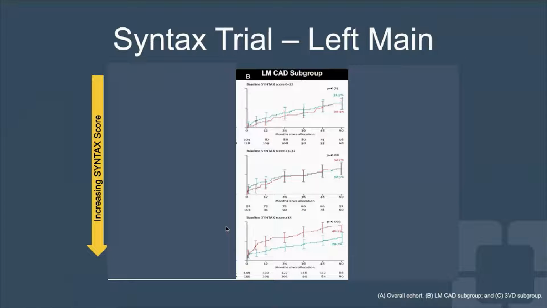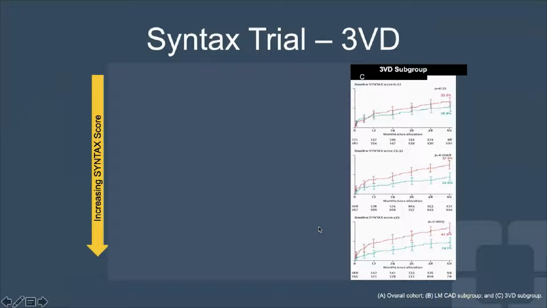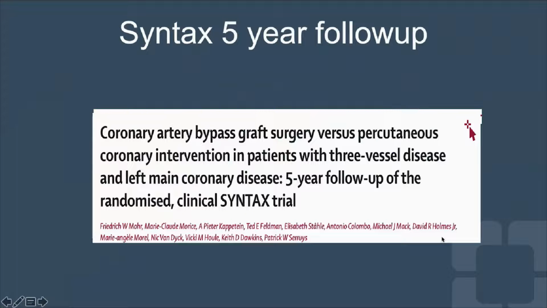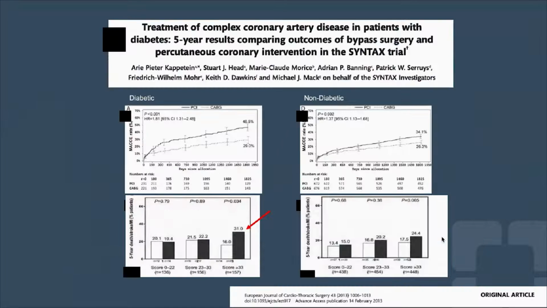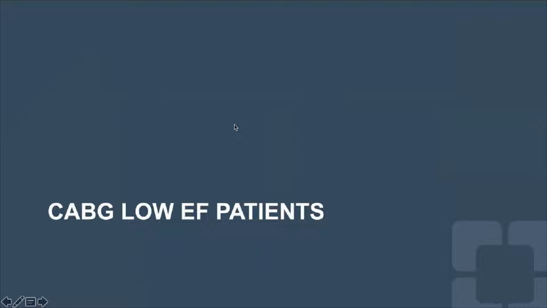reinterventions. When you look at the left main subgroup, only the high-risk Syntax group patients did better with coronary bypass. And if you look at the three-vessel disease, you see an early signal even with the low-risk group patients, but particularly when it came to the medium and high-risk group patients, CABG patients ended up doing better. When you divide the subgroup even further and look at the diabetic patients, this is the group of patients that truly did much better with the coronary bypass versus a PCI.